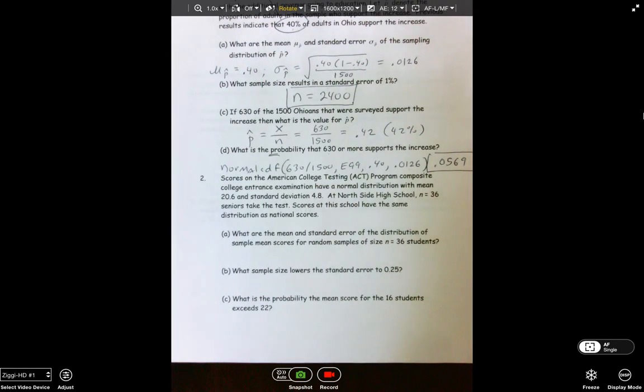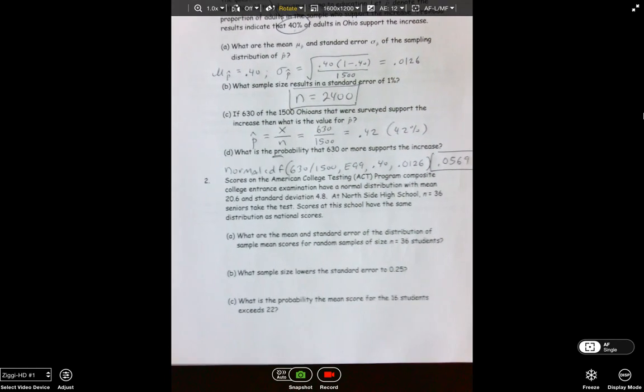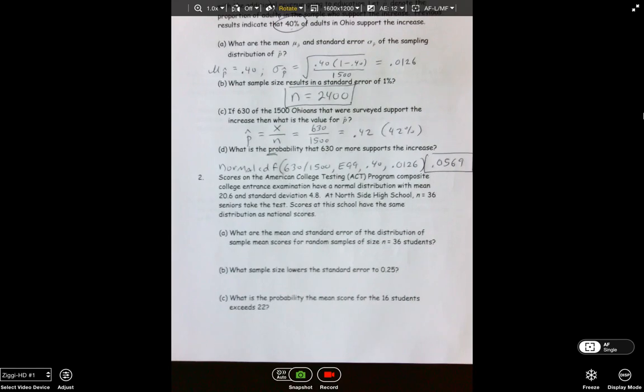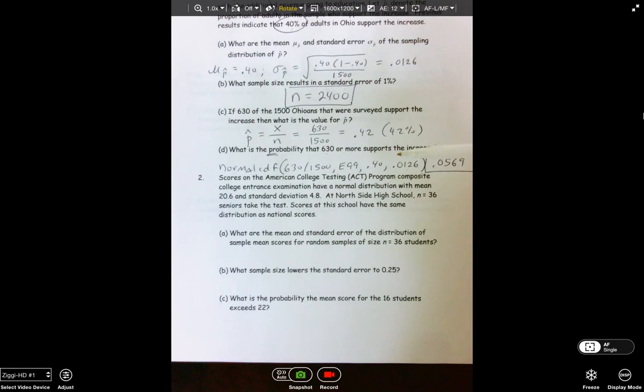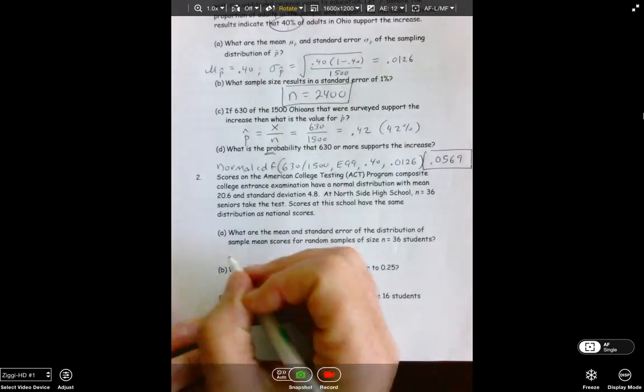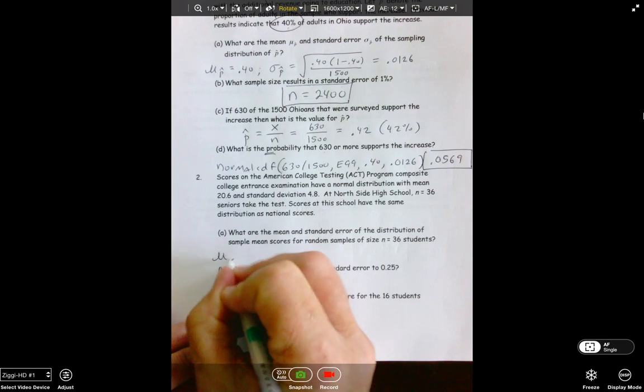So at a particular North Side High School, 36 seniors take the test. Scores at this school have the same distribution as the national scores. All right, so what are the mean and standard error of the distribution of sample mean scores for the random sample of 36 students? So, guys, this is easy, kind of a little bit redundant.